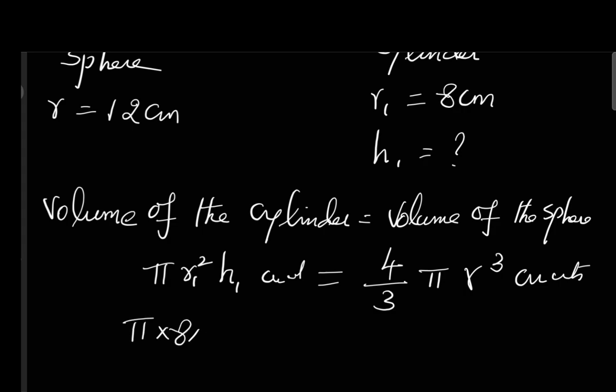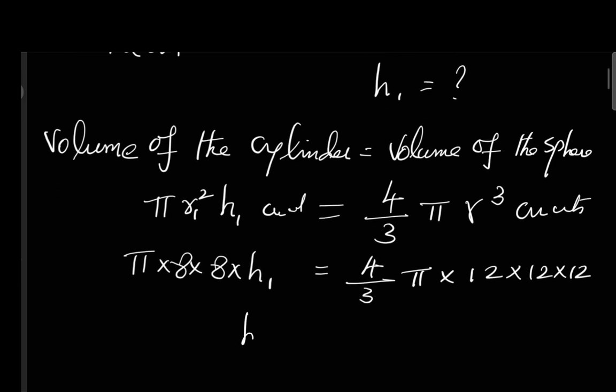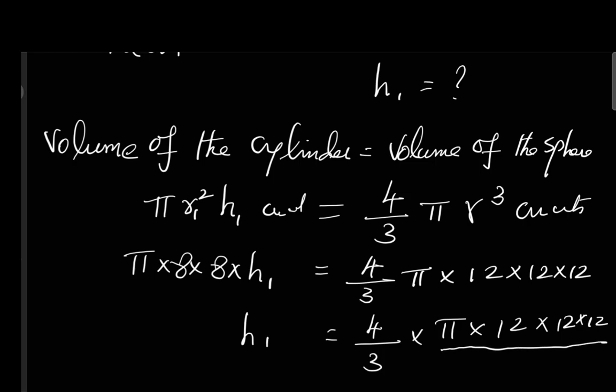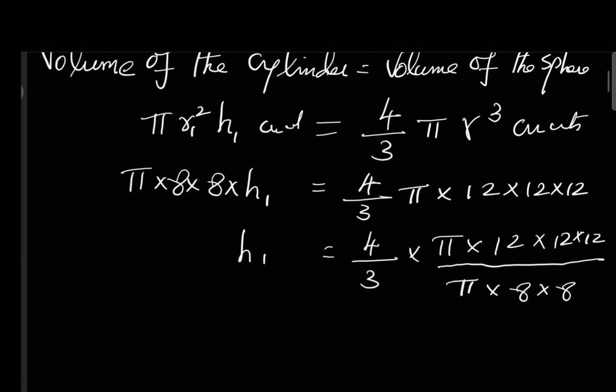What is r1? 8 into 8 into h1 is equal to 4 by 3 pi into r is 12, 12 into 12 into 12. So h1 is equal to 4 by 3 pi into 12 into 12 into 12. Take all these terms from the left side to the right side, put the divider line, pi, and 8 comes here in the denominator, and also this 8. Cancel the common terms, 8 cancels here.